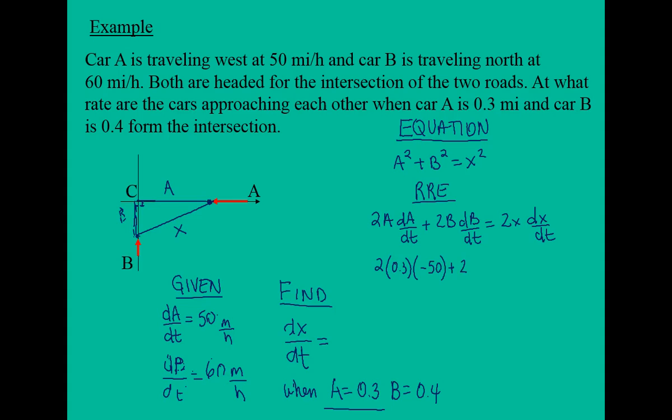plus 2 times B. Now B, we said at this instant, it would be 0.4 miles. And then the rate of car B is 60. And again, we're going to say that's a negative because that distance is decreasing, equals 2 times x times dx/dt. Well, dx/dt is what we're trying to find. x is not given. However, can we go back to our diagram? At this instant, we know A would be 0.3 and B would be 0.4.